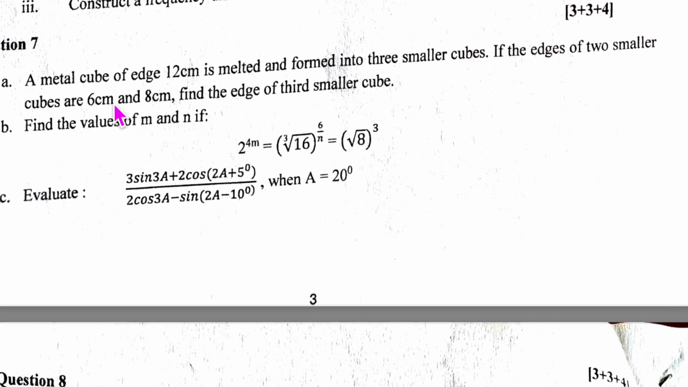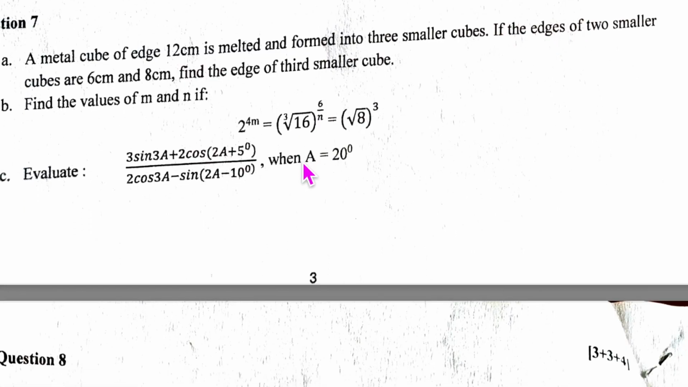What about this? Metal cube of side, this thing melted, formed into 3 smaller cubes. The edge of 2 smaller cubes are this. Find the edge of the smaller side. You will be able to handle this. Yes, ma'am. Volume of the big metal cube is equal to sum of volume of the 3 smaller cubes. Correct? And then you can do.